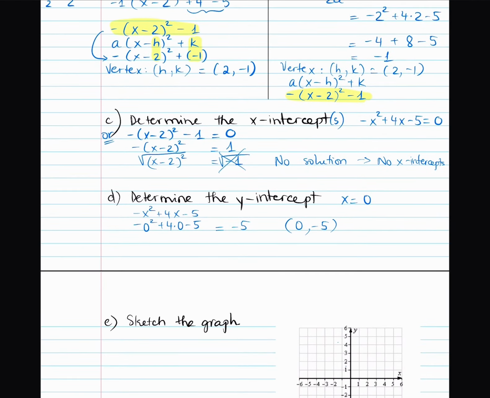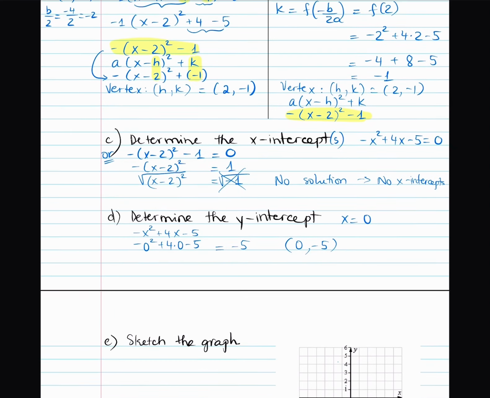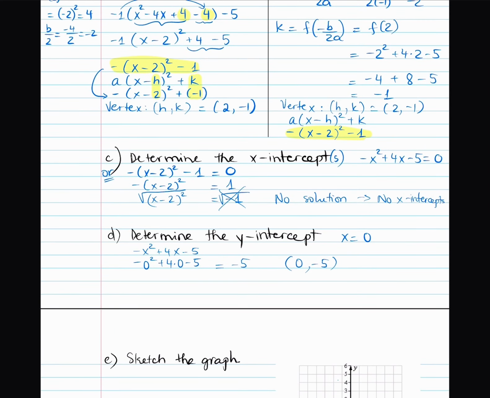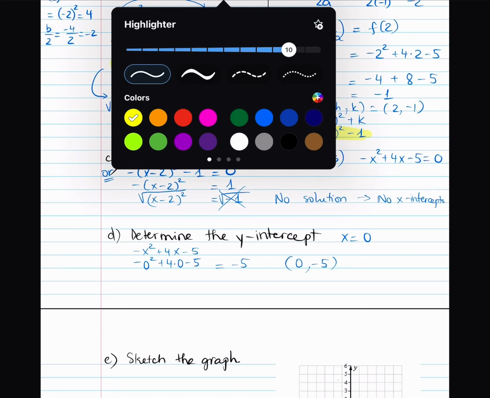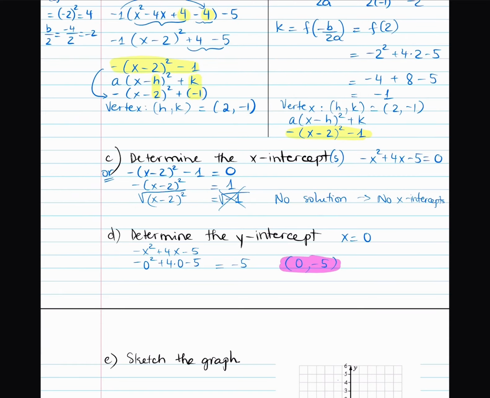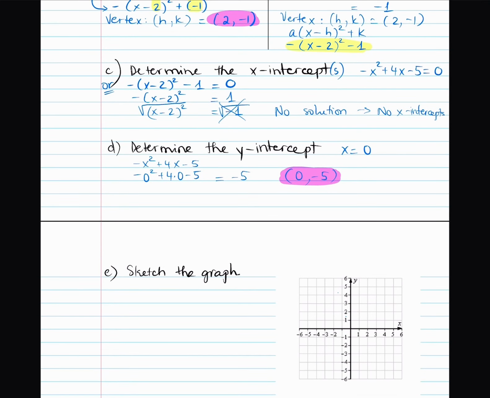Now the next question is to sketch the graph. So it would be nice if we have 4 or 5 points. Unfortunately, because there are no x-intercepts, we only have 2 points to work with. And the points are (0, -5), and the vertex, which we found up here to be (2, -1). Let's plot those points anyway. So (0, -5), that's going to be down here. (2, -1), that's going to be right here.